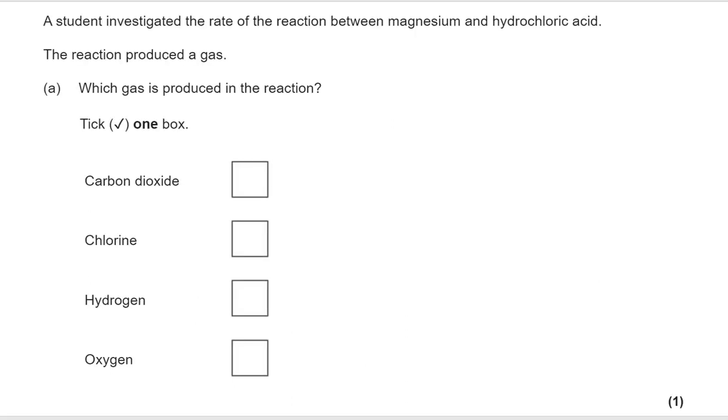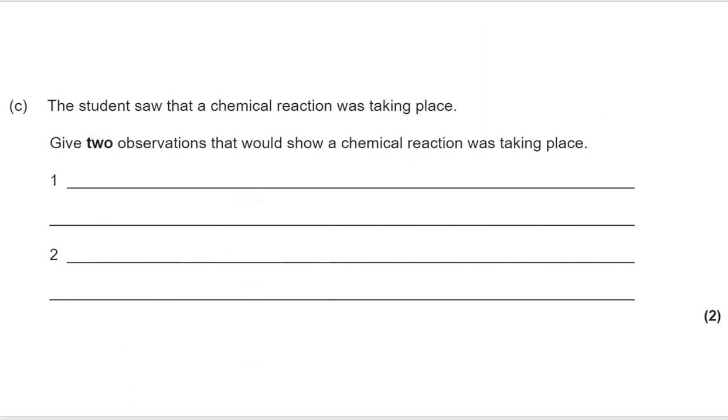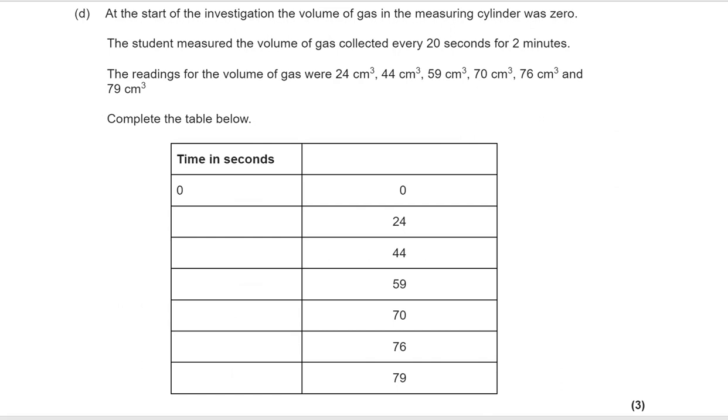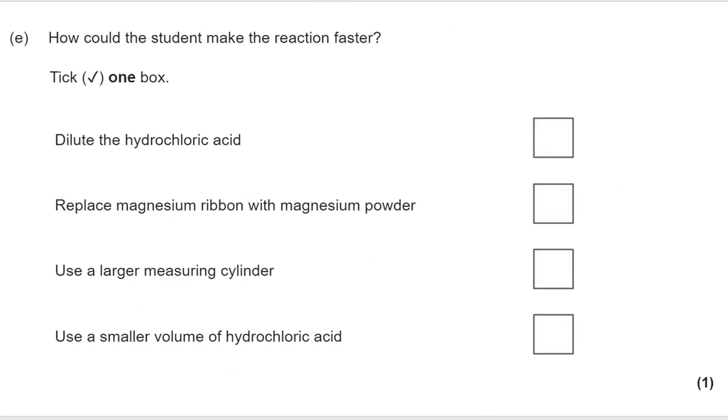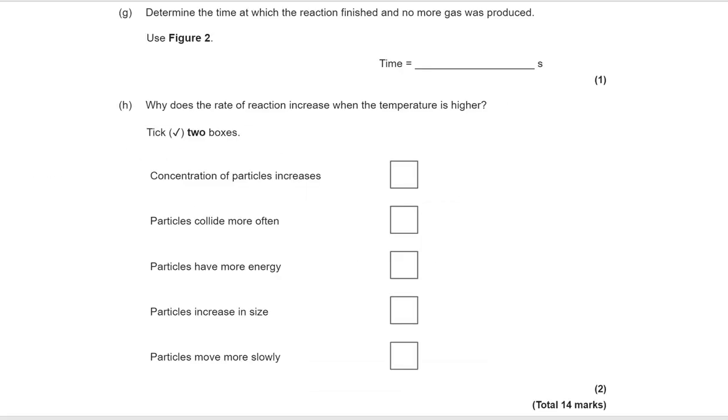So here's part A, part B, part C, part D, part E, part F, and finally parts G and H, a 14-mark question in total. So let's start the review.